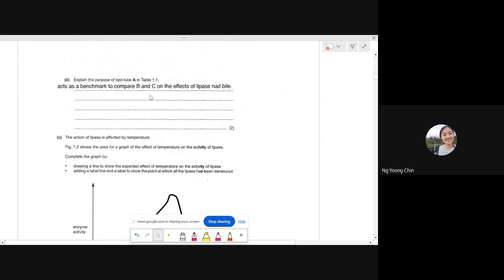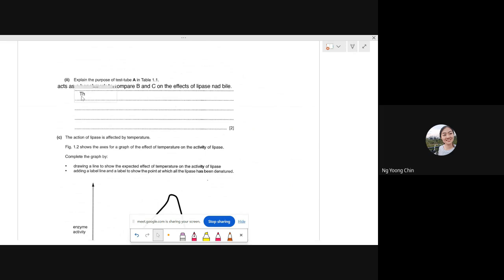And then about here, the purpose of test tube A, they give you 2 marks. If they give 2 marks, you need to write down at least 2 sentences. So the complete answer will be in this way.